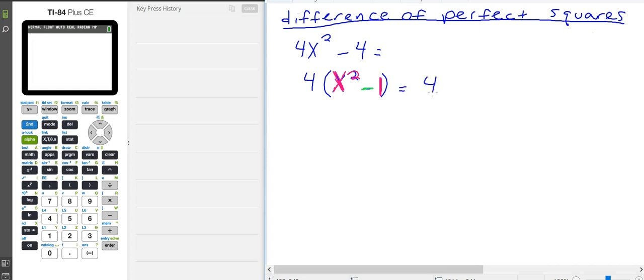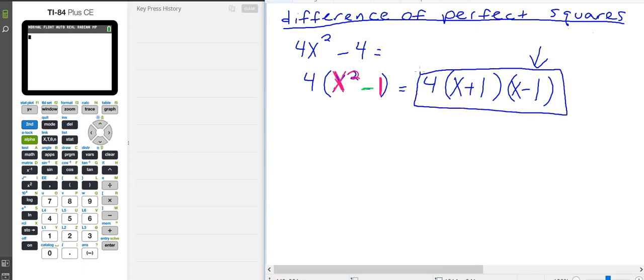We have to keep our 4 there. And then we're going to make our parentheses. In the first one, we have the square root of the first term, which is x squared. The square root of x squared is x. The square root of 1 is 1. The square root of the first term is x. Then we subtract the square root of the second term, which is 1. And is there anything else we could do? Now, you might think that you could do the difference of perfect squares again, but you can't do it on x minus 1 because x is not a perfect square. So this would be your answer.